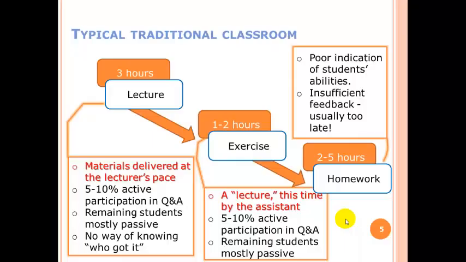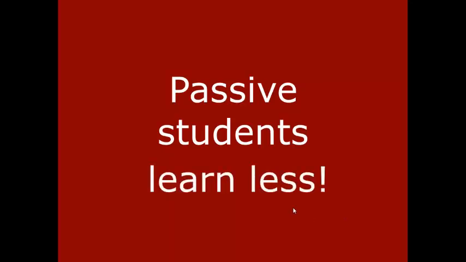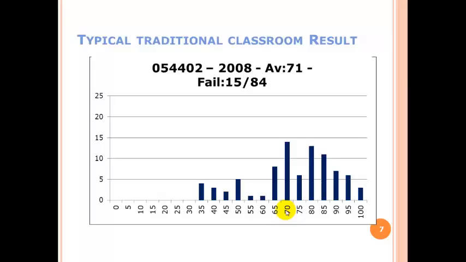What is the other feature of the conventional approach? Yep, passive students. And if they are passive, they will learn less. And when do we find that out? Right, in the final exam, when it's too late to fix the problem.